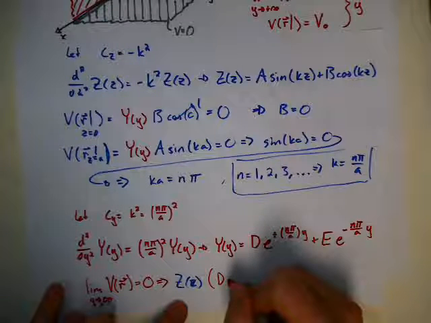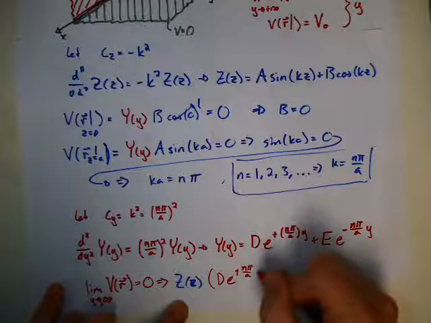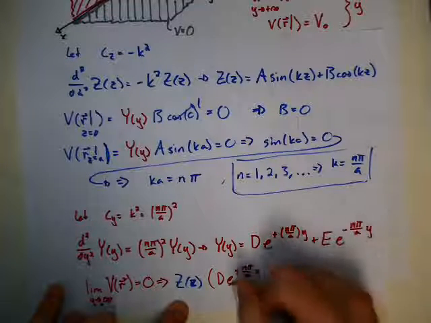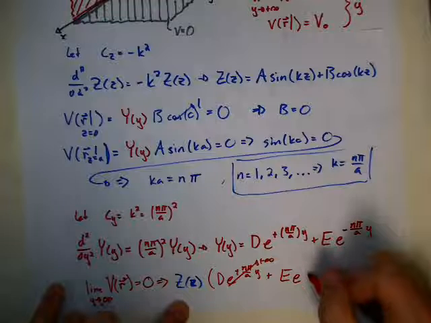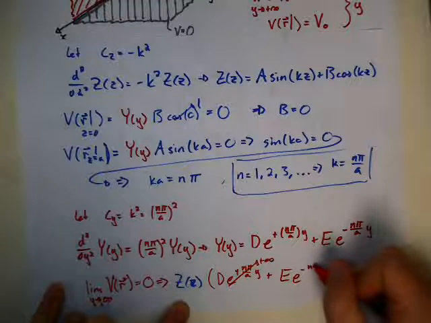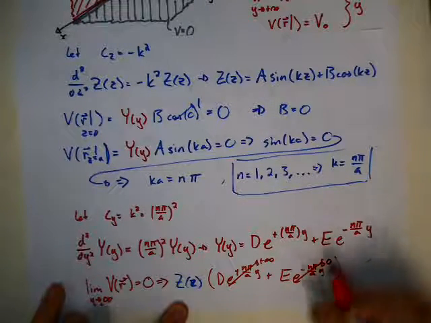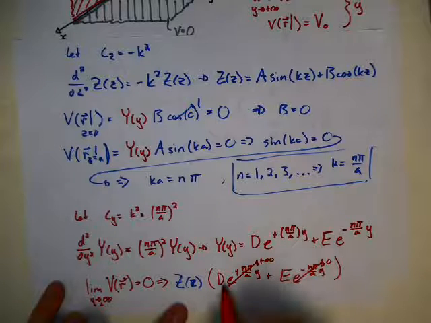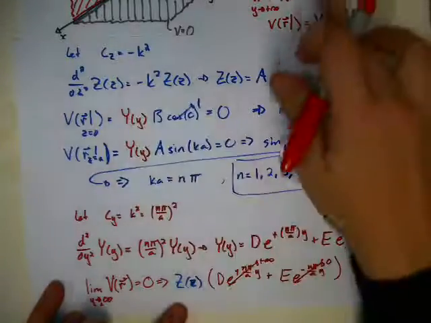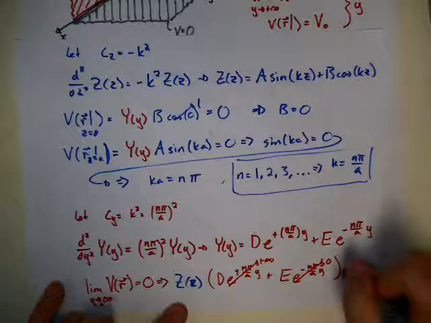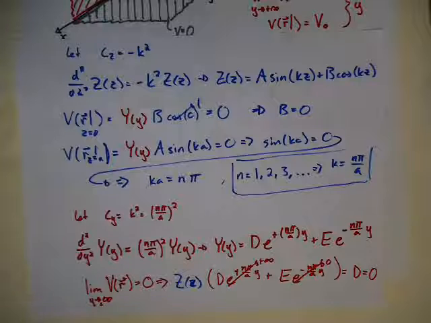So this will be D e to the plus n pi over a y, but this is going to go towards positive infinity, plus E, Euler e to the minus n pi over a y, but in the limit as y goes to infinity, this is going to go to 0. So this part's ignored. If we have a non-zero value for D, this is going to blow up as we go off to positive infinity for our problem. And so this is implying that capital D is also equal to 0 in this case.